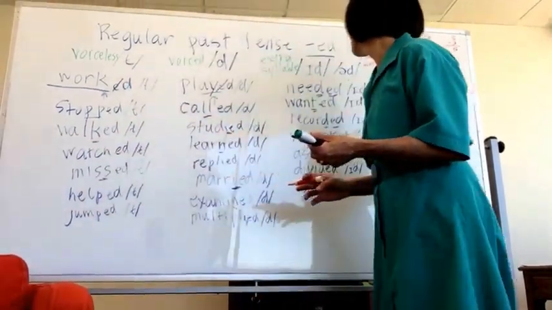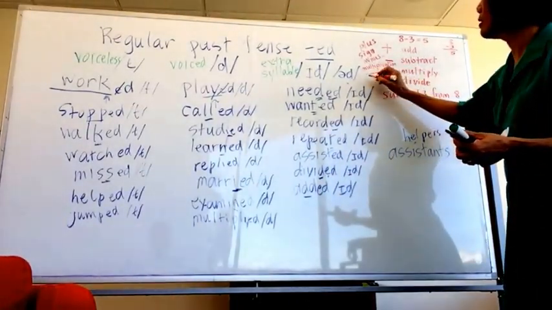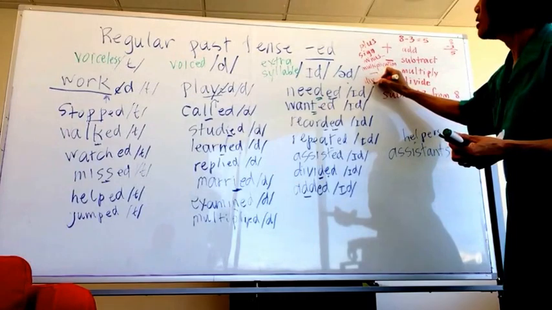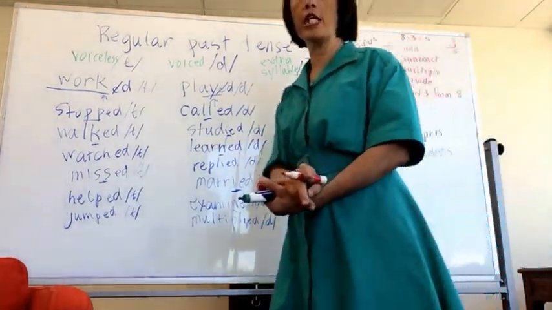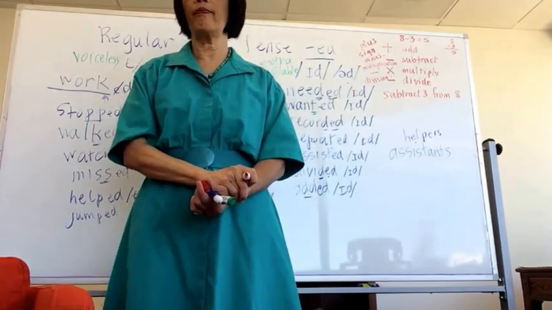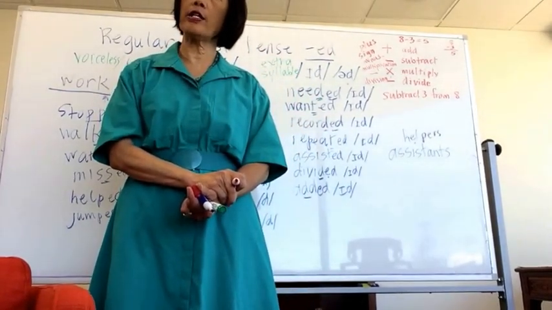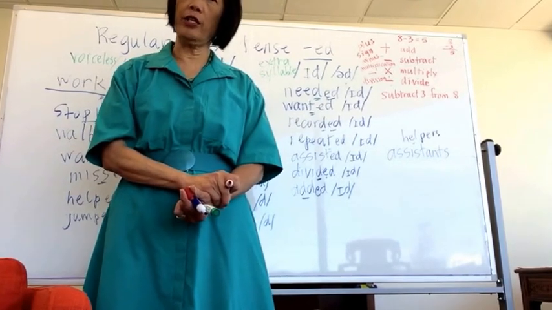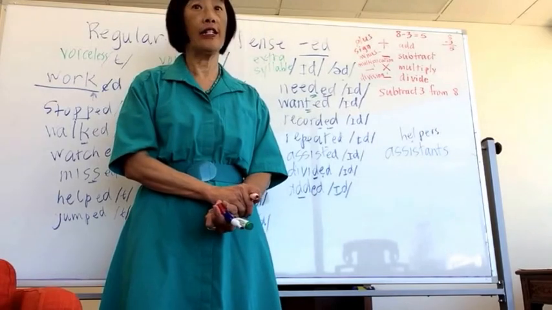Okay. Now, this one is the division sign. So division is the noun form that belongs to the family divide. So the noun is division. The verb is divide. Divide.